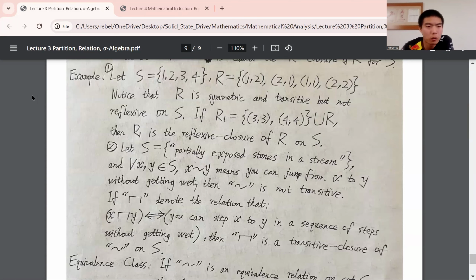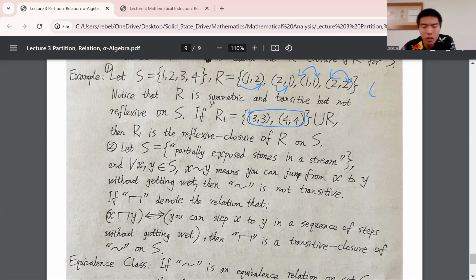So let's say S is {1, 2, 3, 4}. R contains four pairs: (1, 2), (2, 1), (1, 1), (2, 2). Then R is symmetric: for all (x, y), (y, x) is in R, and they are self-symmetric as well, like (1, 1) and (2, 2). So that's it. Is it transitive? Let's check: 1 goes to 2, 2 goes to 1, and (1, 1) is in it. And 2 goes to 1, 1 goes to 2, and (2, 2) is in it. 1 goes to 1, 1 goes to 2. Yeah, so it's actually transitive, but it's not reflexive. This is 100% sure. It's missing (3, 3) and (4, 4) here.